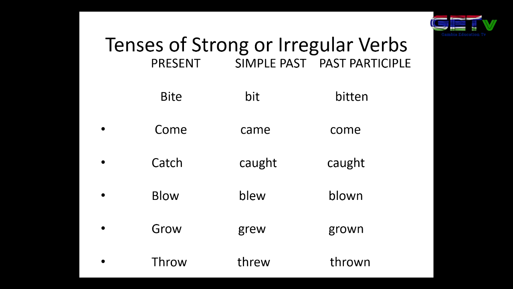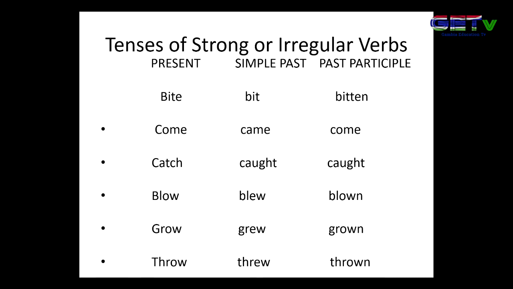Bite, using the teeth, okay? Bite becomes bit and bitten. The little girl bites the cake every day. Yesterday, the little girl bit the cake. The little girl has bitten, okay? So bite, bit, bitten. Come becomes came in the past, and in the past participle becomes come. It comes back to the same thing.